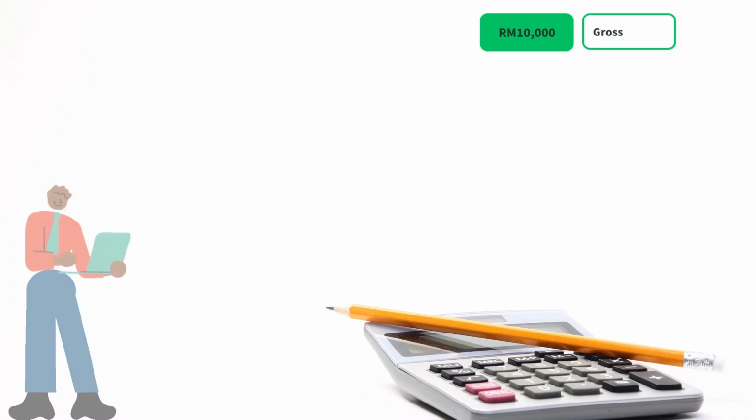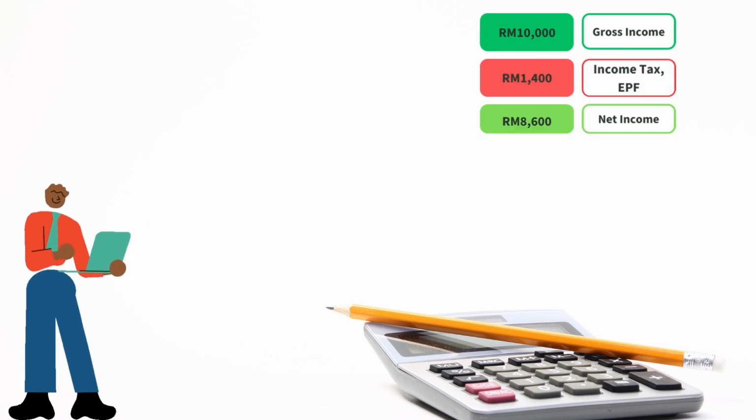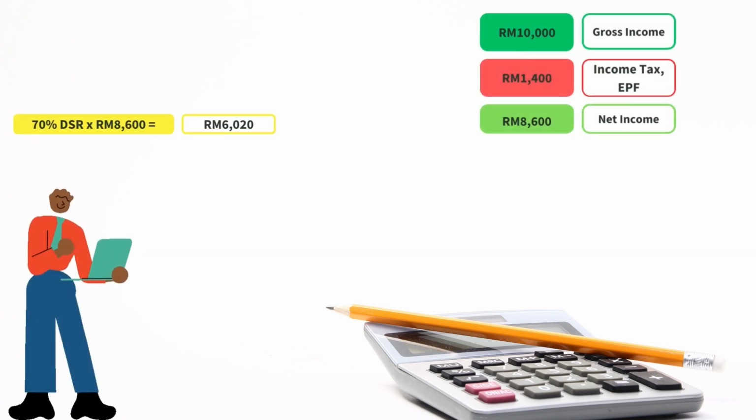So let's do a simple DSR calculation by example. Let's say you are a working individual with a total family monthly income of 10,000 ringgit. After removing the deductibles, like your income tax and EPF payments, let us say your family net income is approximately now 8,600 ringgit. In this case, in order to have a DSR ratio of 70%, your total debt must not exceed 6,020 ringgit, because 70% times 8,600 ringgit is 6,020 ringgit.